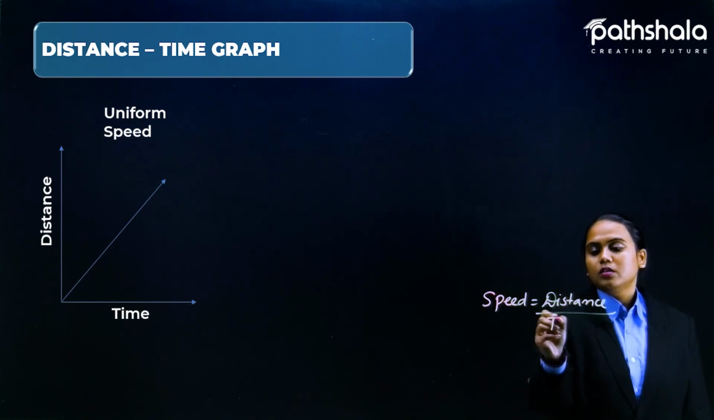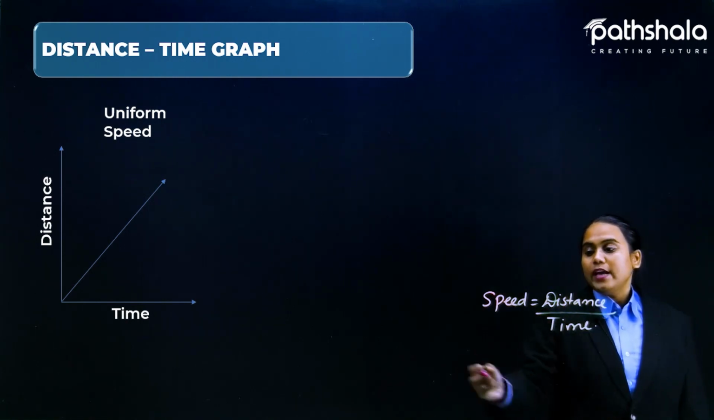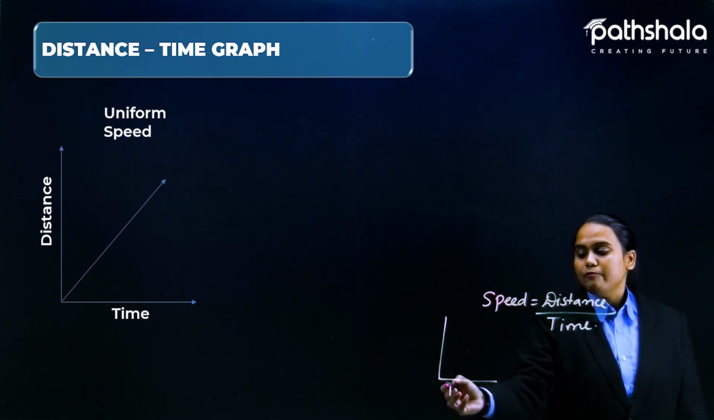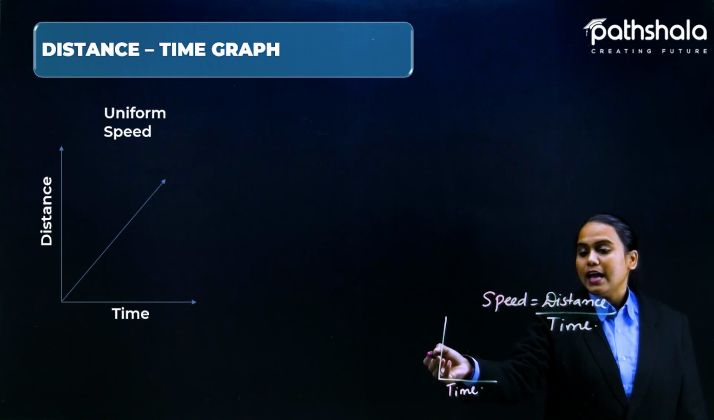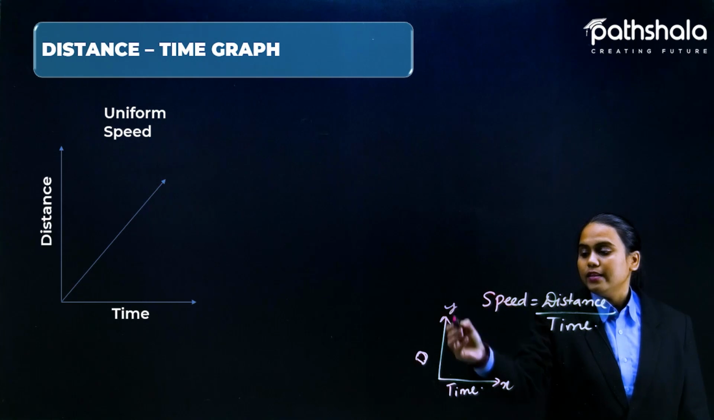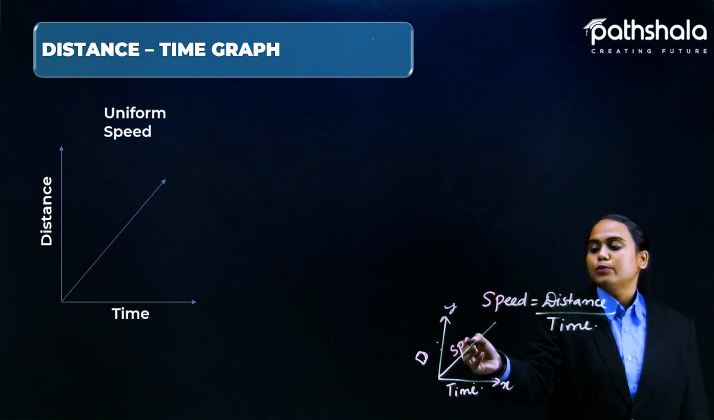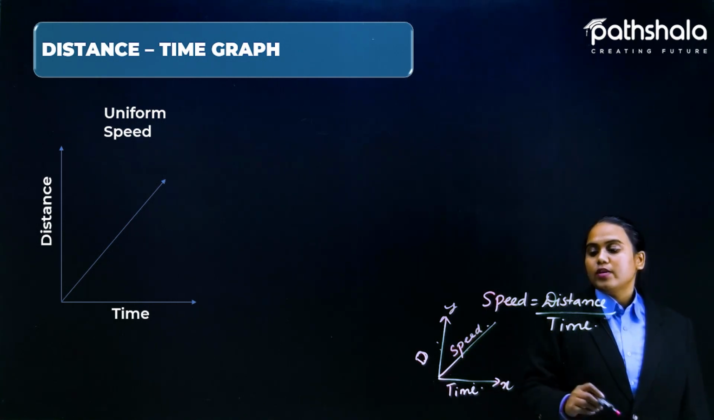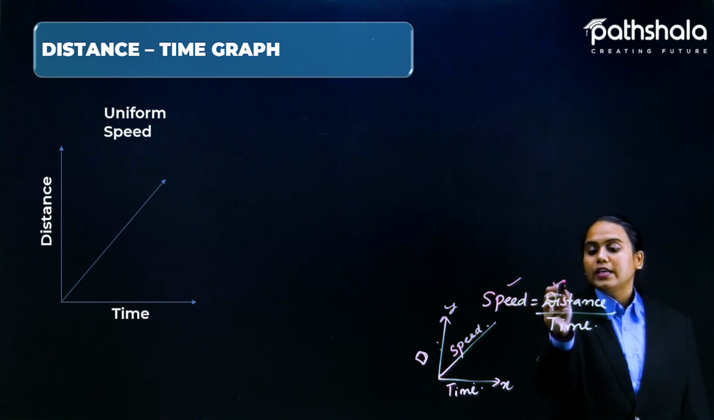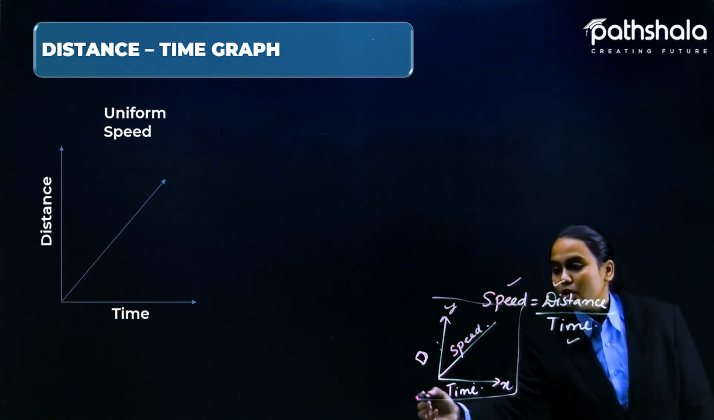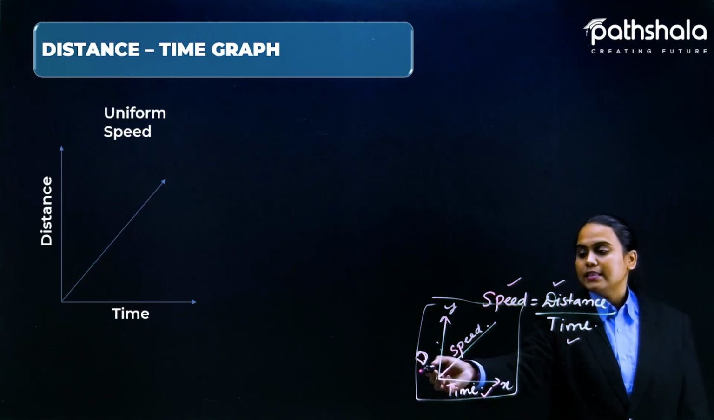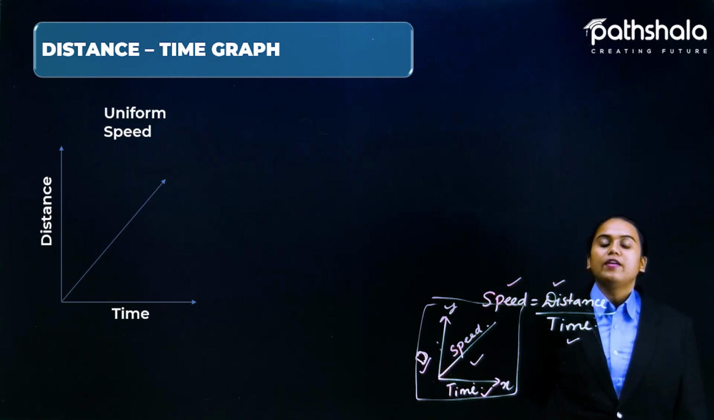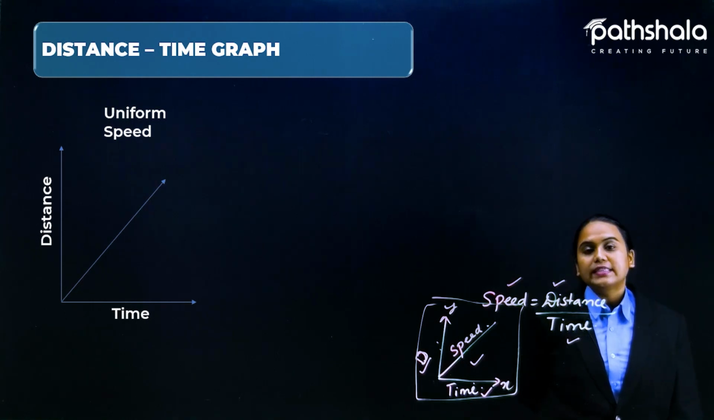upon time. So in this case you can see that time will be taken here on the x-axis and distance will be taken on the y-axis, and the slope between these two things will give you an idea of speed. So here you can see that you have all three things in a single graph: time on the x-axis, distance, and whatever slope you have will be represented as the speed. So this is the part of uniform speed.